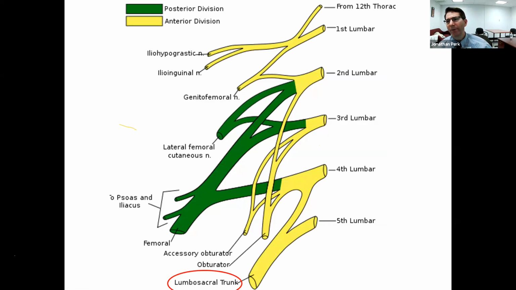Okay. So enough about the upper part of the lumbosacral plexus. Now we're going to go down to the sacral aspect of the lumbosacral plexus. But in the middle, we have the lumbosacral trunk. The largest contribution to it, as you see here, is L5. There's a little bit of L4 here, but mainly L5.